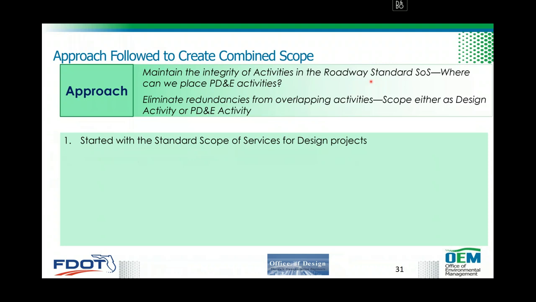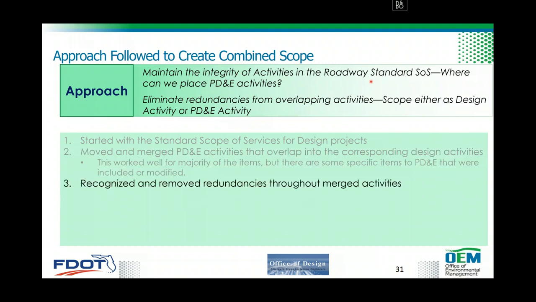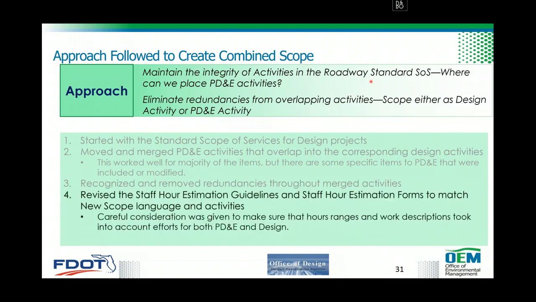So the approach: we started with the scope of services for design projects. We moved and merged PD&E activities that overlap with the corresponding design activities. Fortunately, this worked well for the majority of the items, but there were some items specific to PD&E that we needed to modify. We recognized and removed redundancies throughout the merged activities, and also revised staff estimation guidelines and the forms to match the new scope language and activities.